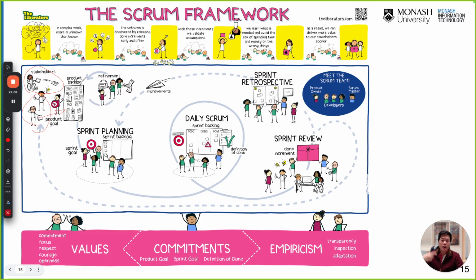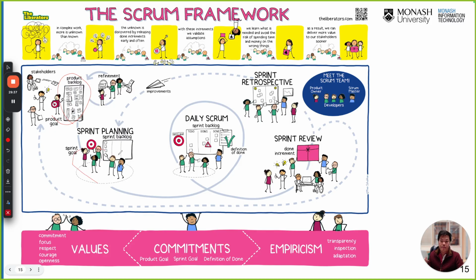This is not a one-off activity. You can do iterative refinement for every sprint. Once you start at the beginning of the sprint, this is the way you start the sprint. At the beginning of the sprint, you have the product backlog.